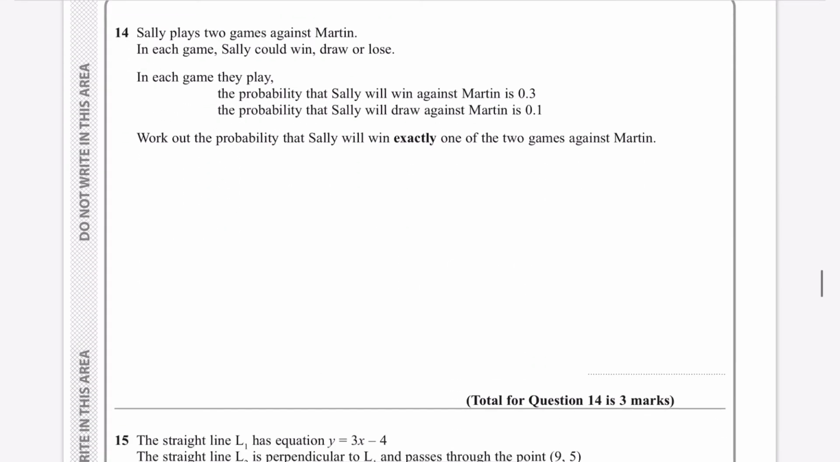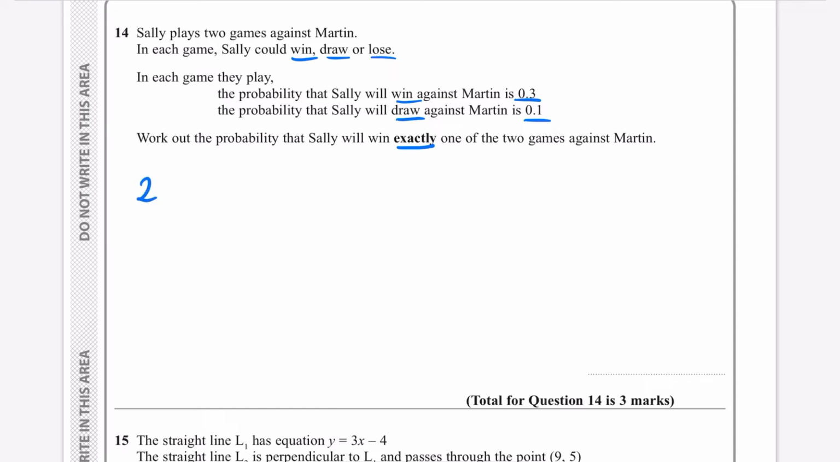Okay, on to question 14 here. It says Sally plays 2 games against Martin. In each game she could win, draw, or lose. In each game they play, the probability that she will win is 0.3 and that she will draw is 0.1. Work out the probability she will win exactly one of the 2 games against Martin.